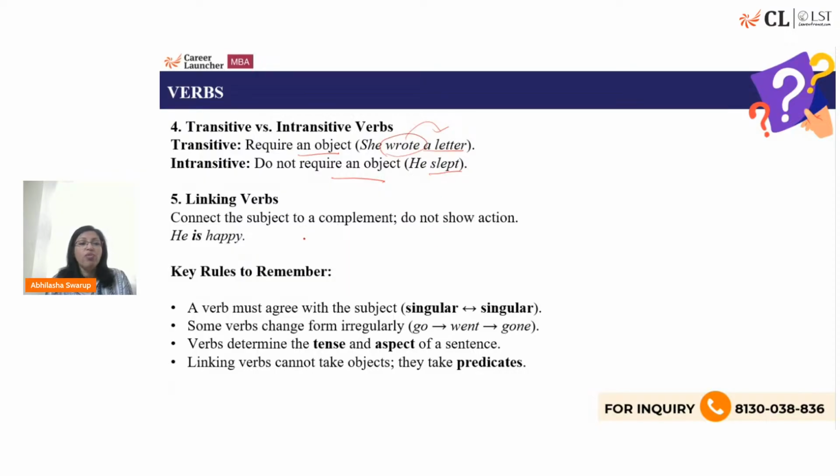A linking verb just connects a subject to its complement or some information. It does not show action. So, for example, he is happy: is connects he with happy. So, therefore, it is a linking verb.